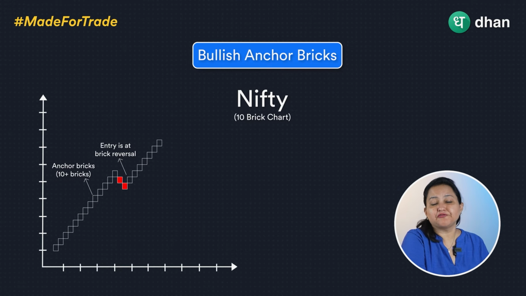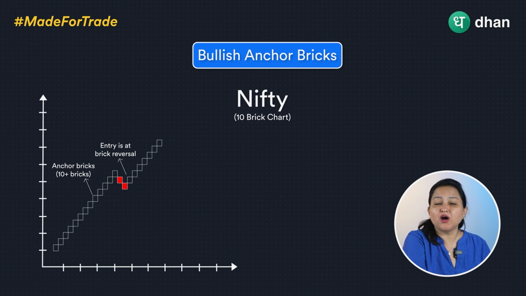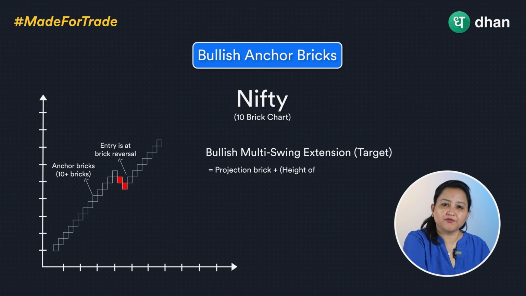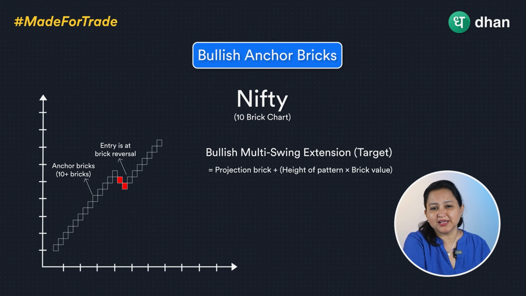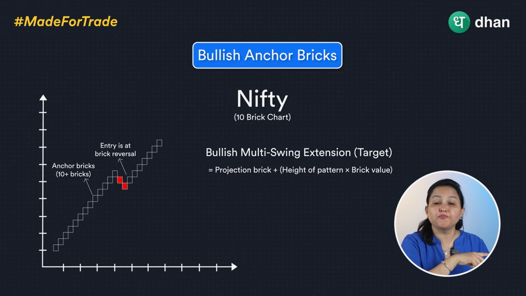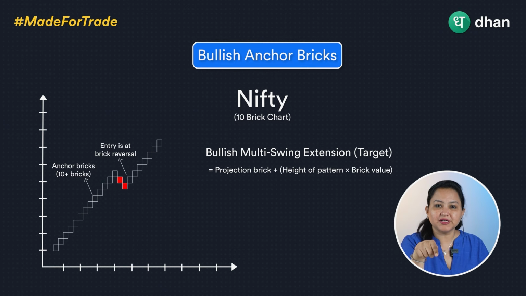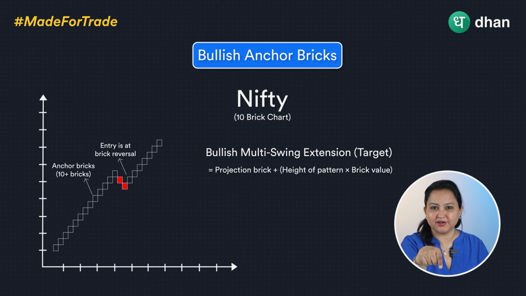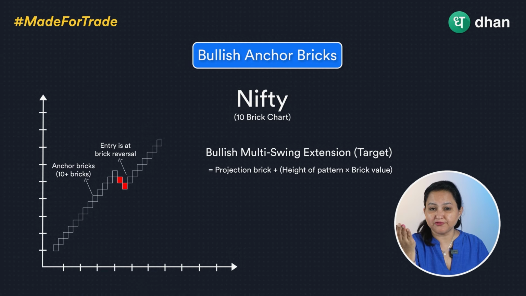Next example is of Nifty 10 brick. 10 brick is what we have used out here. I have also identified how to look at the target with the help of anchor bricks. So a similar kind of setup, similar formula is used again to find the target. We have a bullish swing of more than 10 bricks in one particular relentless bullish manner, a pullback, and that reversal brick is where you take your entry. The swing breakout is where you get your confirmation for the trade.